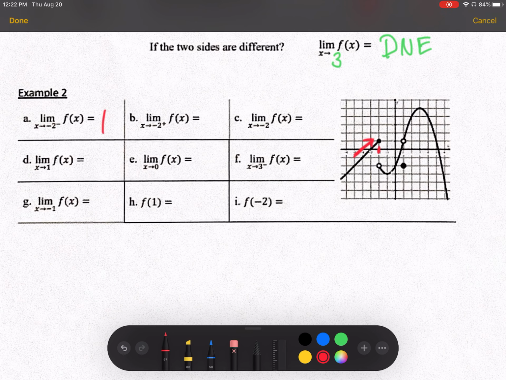The next one, limit as x approaches negative 2 from the right side. So now we have from the right side. We're at negative 2 again, but this time approaching from the right side. This is going to approach negative 2 instead of 1. Therefore, the left-hand limit and the right-hand limit are different, so that limit does not exist. I would like you to pause the video and do the next 6 real quick, and then check your work.